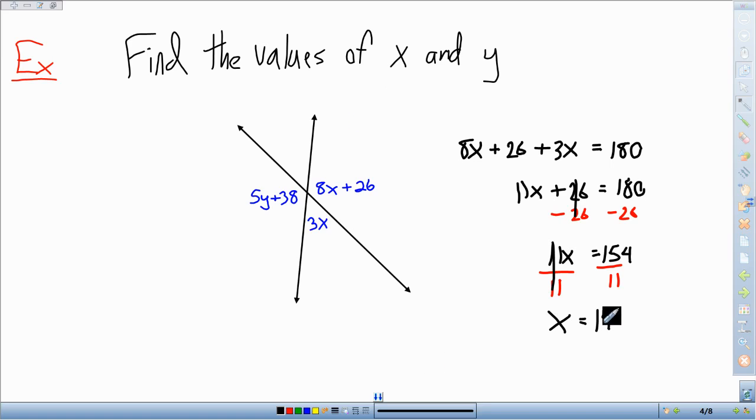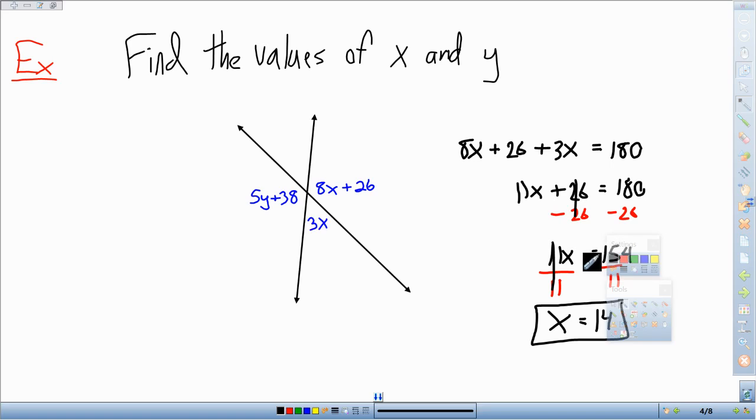All right, so we found one of our answers. We figured out what x is. Wonderful. But we are not done. We now need to use that to figure out what y equals. So how do we do that? We actually have some options. First things first, now that we know what x equals, we could plug it into either one of these angles and figure out what its measure is and maybe use that to help us.